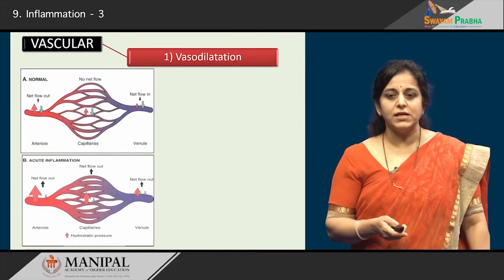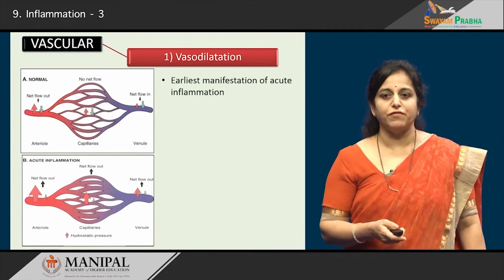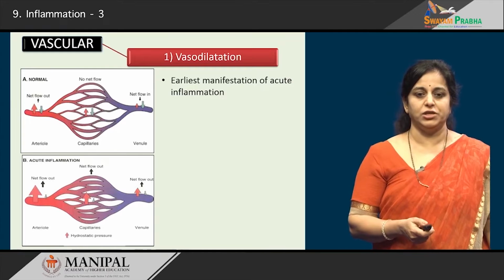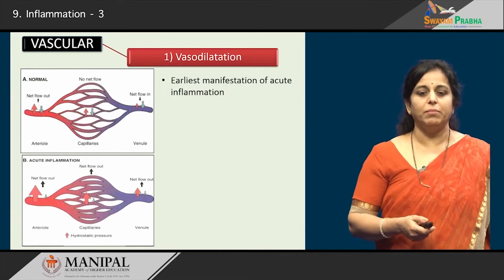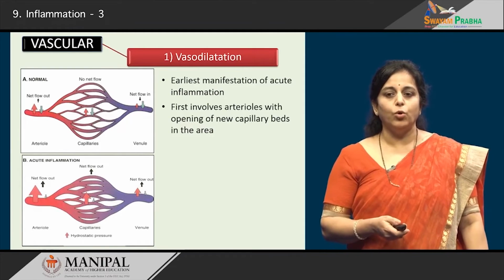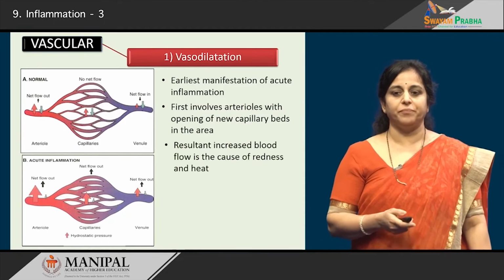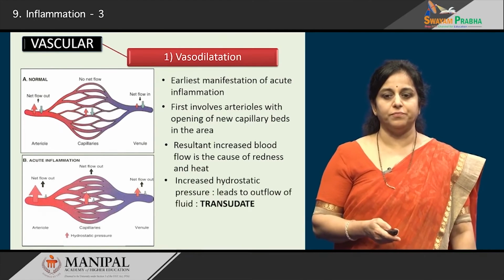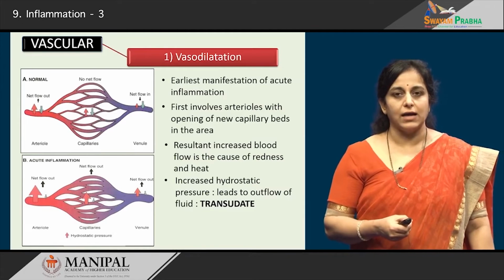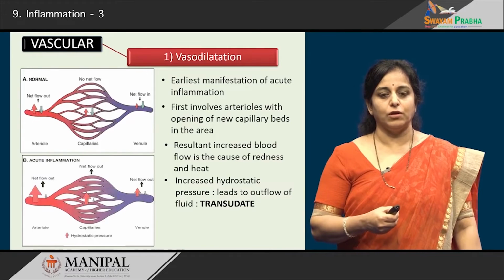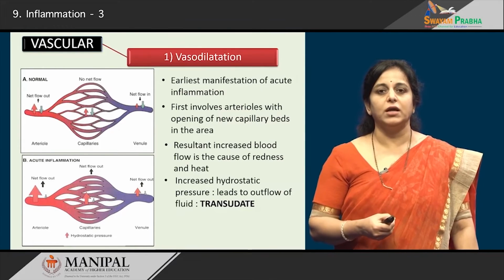Among the vascular events, the first thing that happens is vasodilatation. It is the earliest manifestation of acute inflammation. If you can see these two pictures on the screen, the one above is the normal circulation. In acute inflammation, you can see that the blood vessels have dilated and there is also more sprouting of vascular channels. This happens first in arterioles, with opening of new capillary beds in the area of inflammation. This results in increased blood flow to the area, which is the cause of redness and heat at the site of inflammation. Because of increased blood flow, there is increased hydrostatic pressure. When the pressure within the blood vessels increases, there is an outflow of fluid out of the systemic circulation into the tissue. This outflow of fluid into the tissue early in inflammation is called transudate.